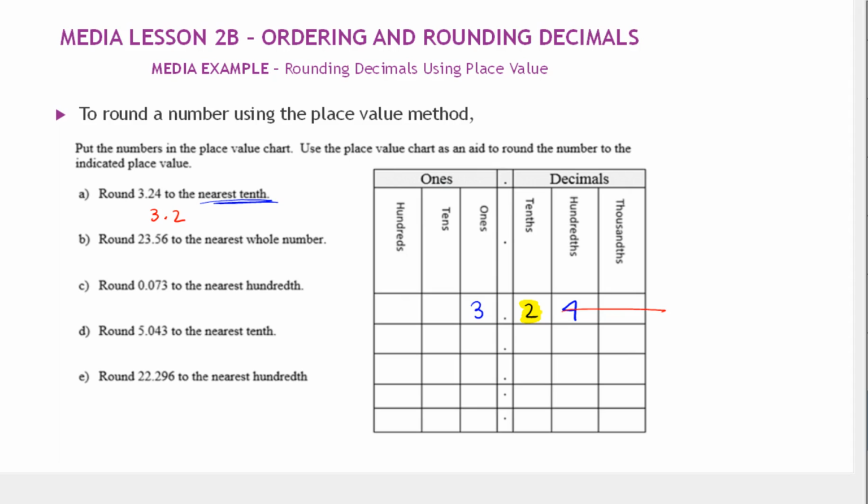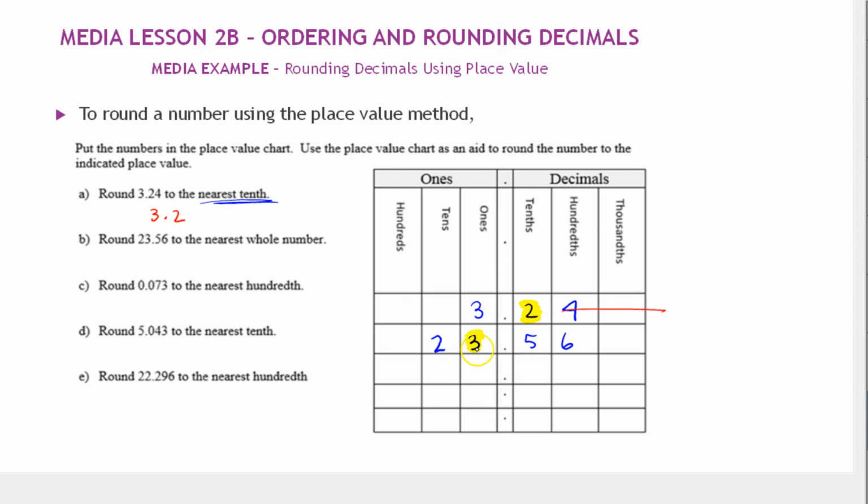Let's look at the next one. 23.56. So tens place, ones place, there's the decimal, 5 and 6. And we're asked to round to the nearest whole number. So let's highlight the whole number place. Remember, when we say round to the nearest whole number, that means round to the nearest ones place. So our final answer is going to have 2 digits, a tens place value and a ones place value.